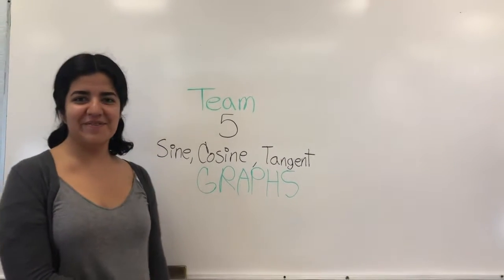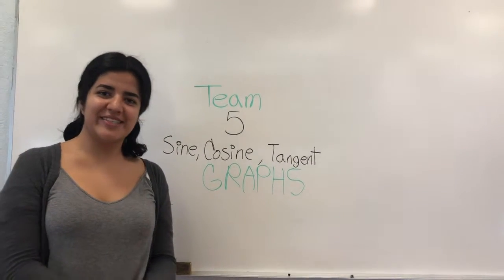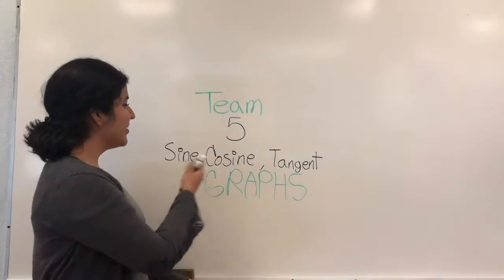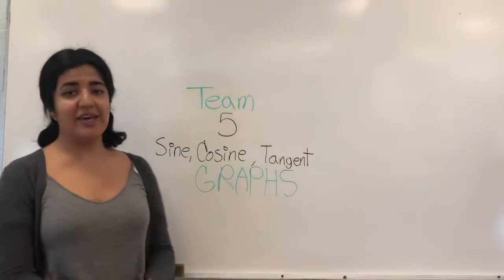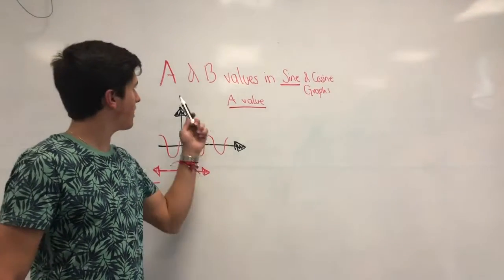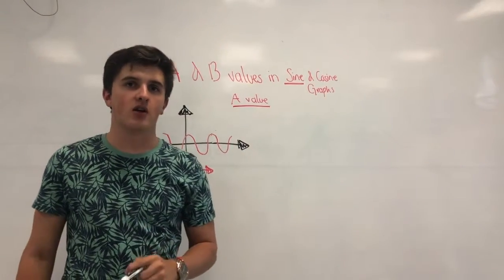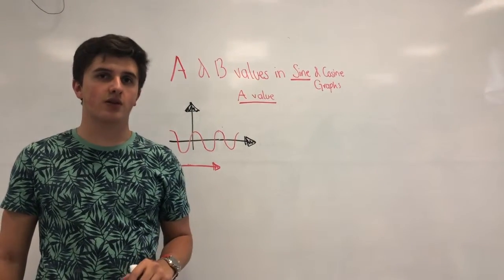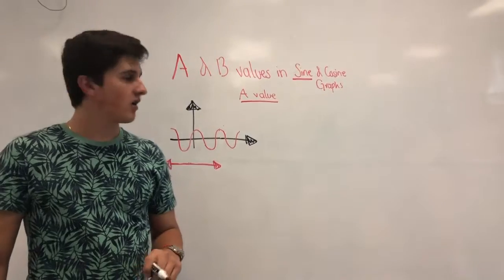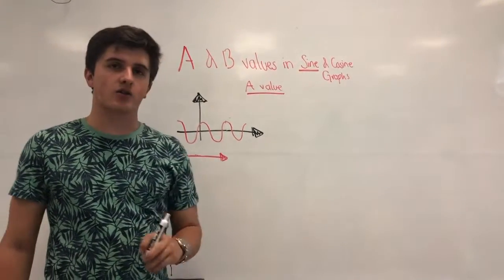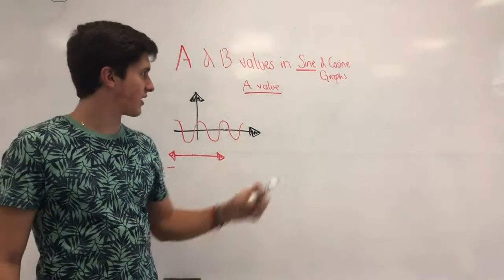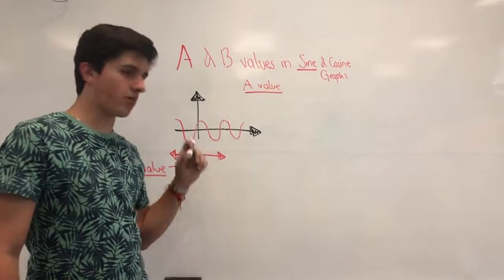Hello, we're Team 5 and we're going to explain to you in the easiest way possible the sine, cosine, tangent graphs and its elements. Hi, I will explain to you the A, B values meaning, as well as my partner will explain to you the C and D meaning. We will add some more definitions such as the amplitude and the wavelength.